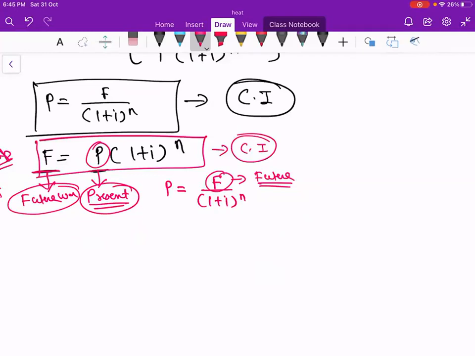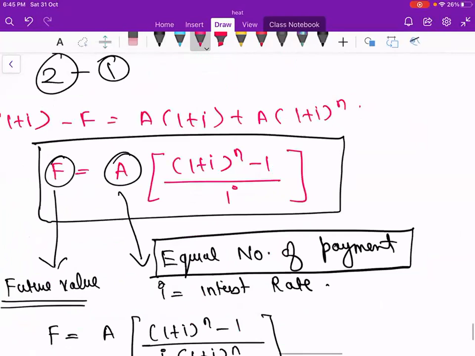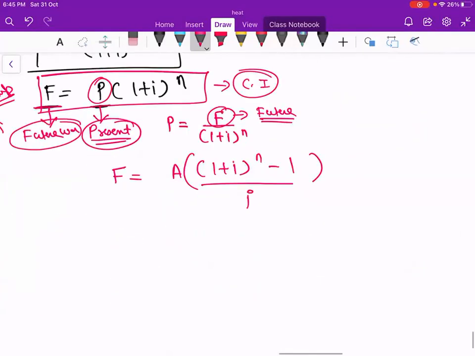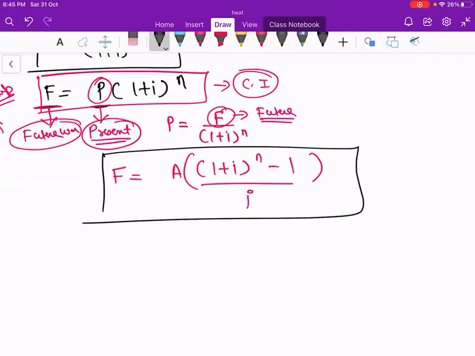Now we have derived the formula of annuity. What is that? F equals A (1 plus I to the power n minus 1) upon I. This is the formula we have derived. Anyone has a problem with this? Annuity formula?